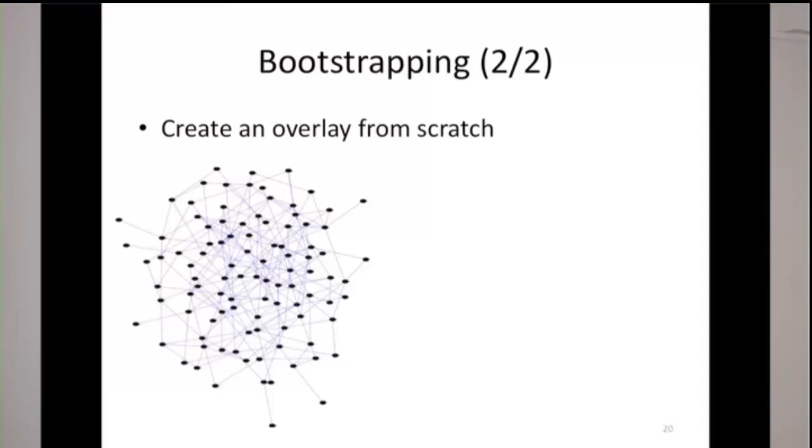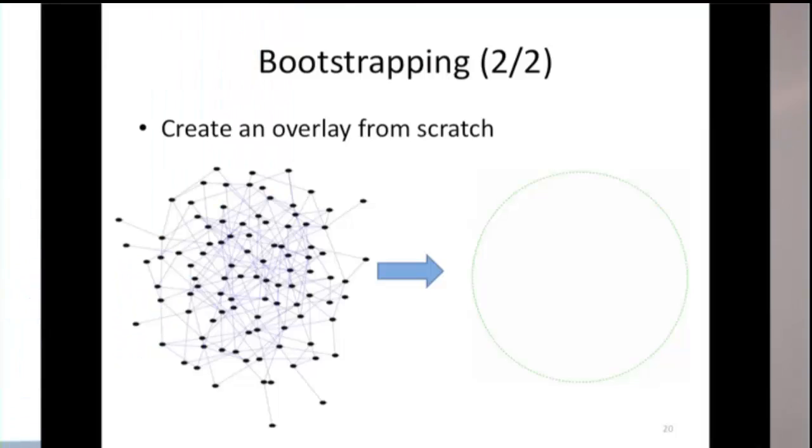So this is the problem. What does bootstrapping mean? All these algorithms that do bootstrapping assume that you start off with a randomly connected overlay, and you want to build a ring-structured overlay, let's say. So what you can do is start with this, run the bootstrapping algorithm. It will converge into one ring.